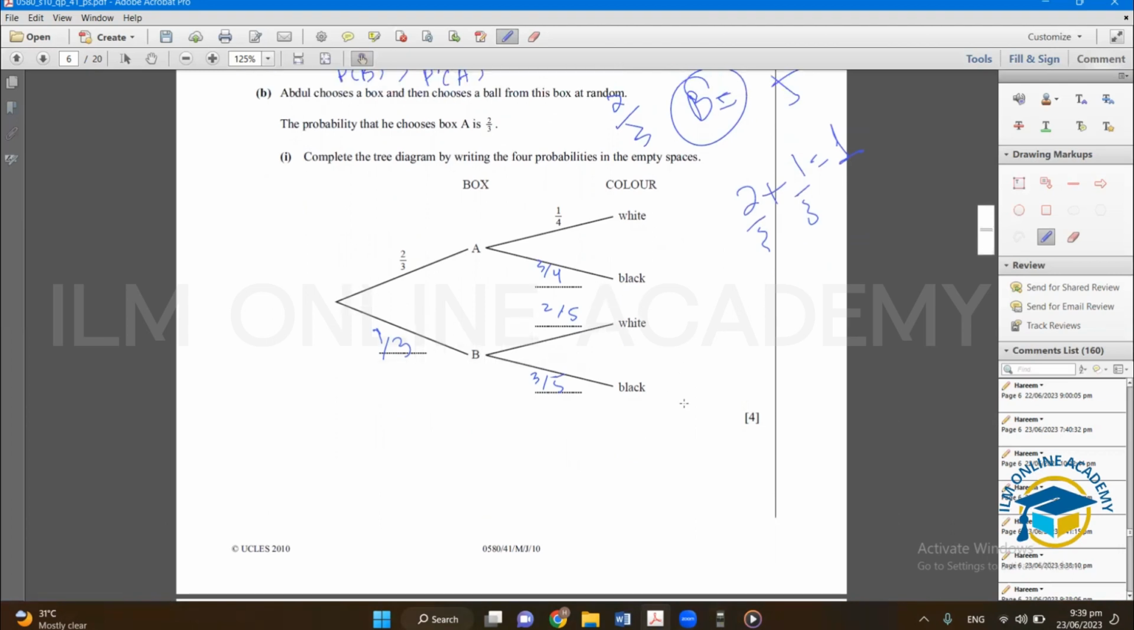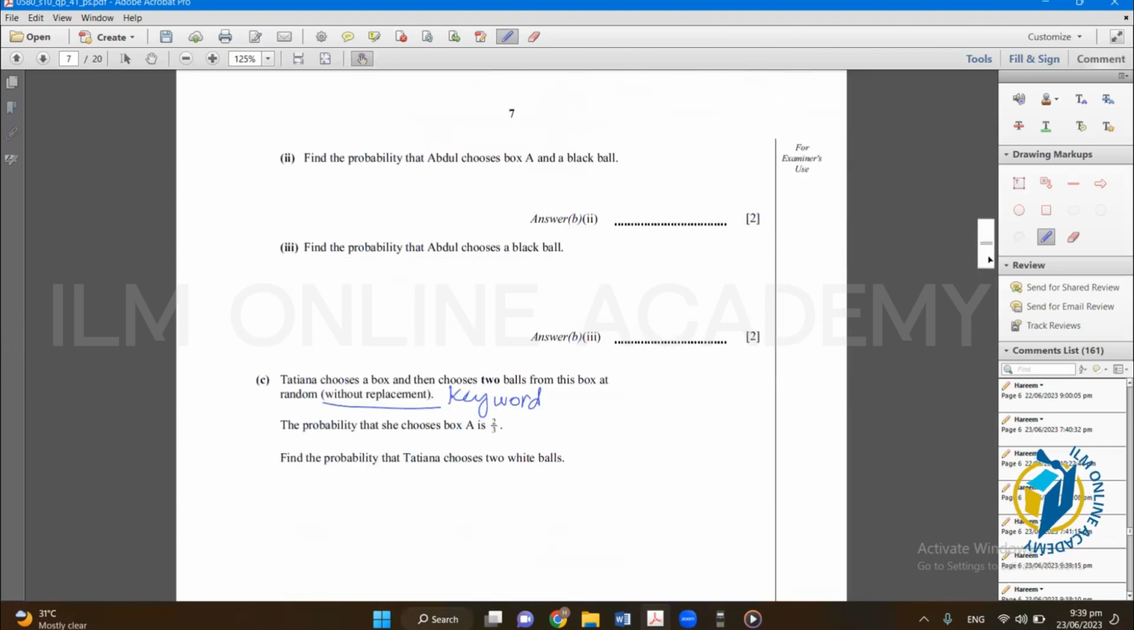It is worth 4 marks. The question is quite easy, but it carries a lot of marks. These are some plus points we have in our exam.